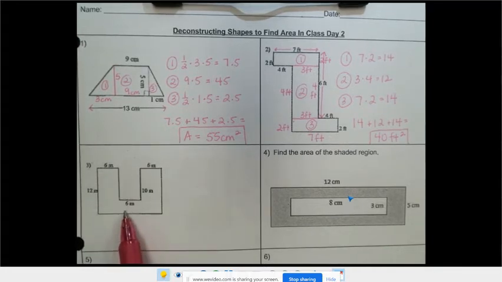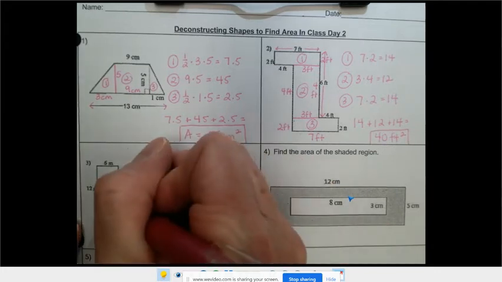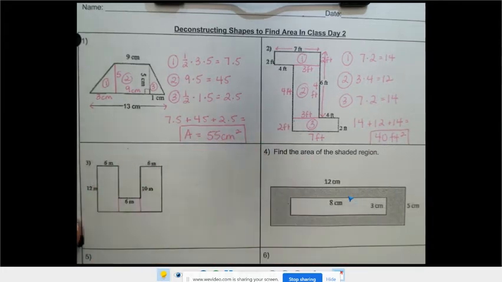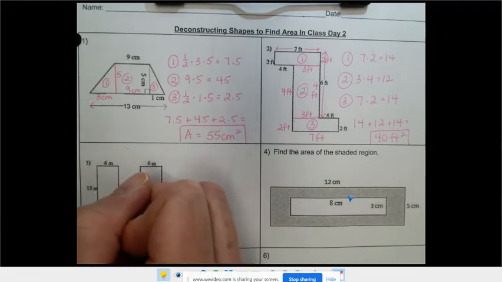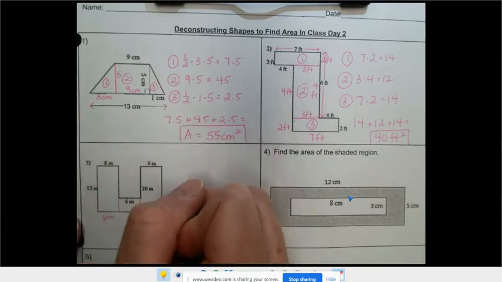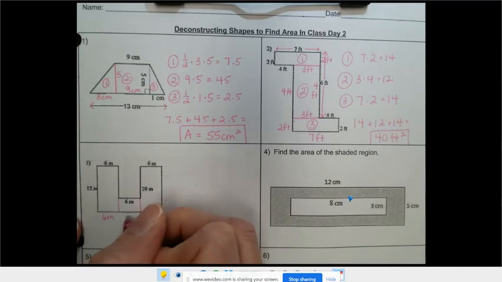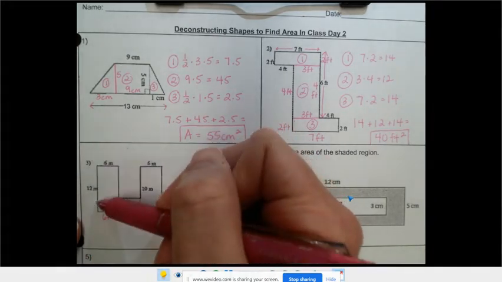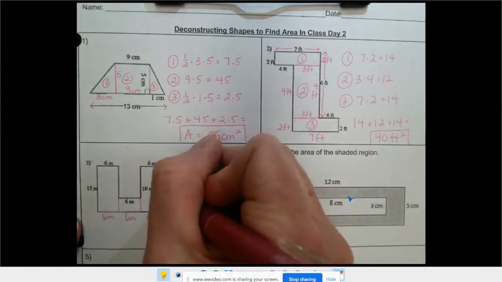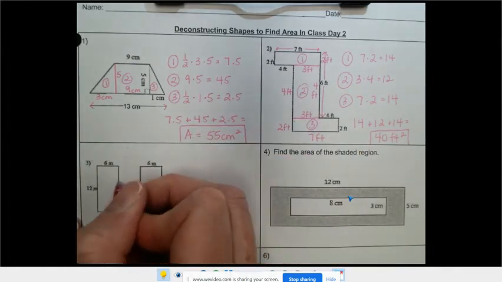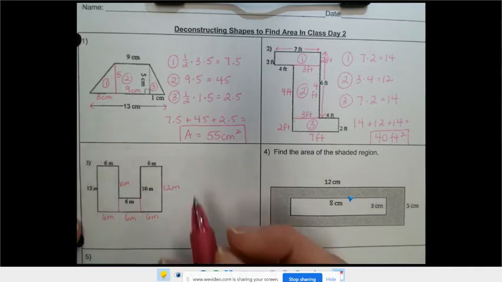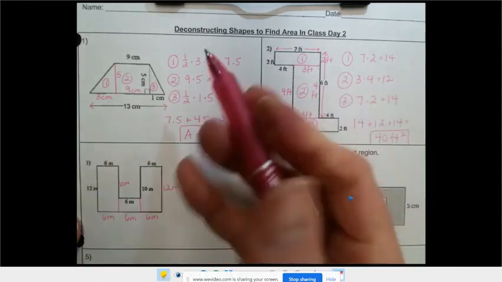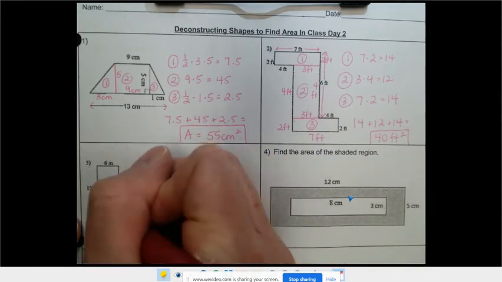Take a second, pause the video and try number 3 and then come back. All right, so this one, again, you could split in different places. I'm going to split it here. Opposite sides equal, so that means this is 6 and this is 6. If this part is 6, then this too is 6. This whole side is 12, which means this whole side is 12. This little inside part is 10, so that's 10 as well. Well, if these are 10, but the whole thing is 12, that means that these are 2.